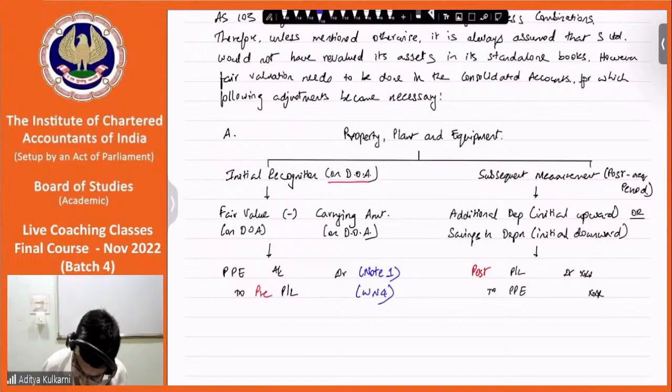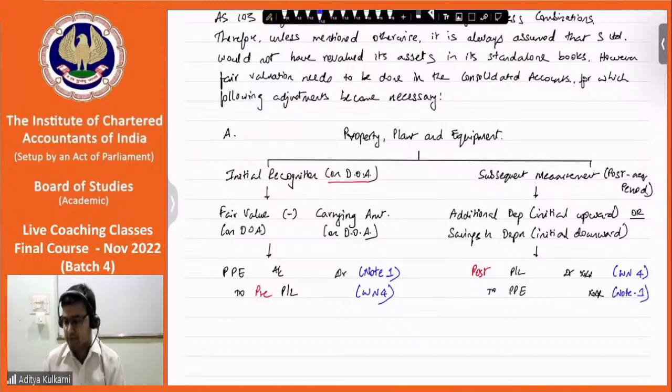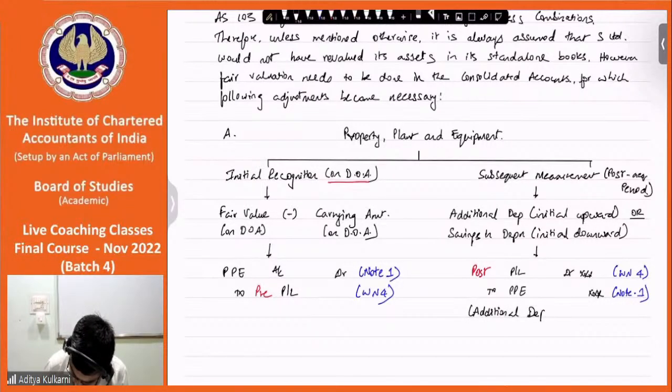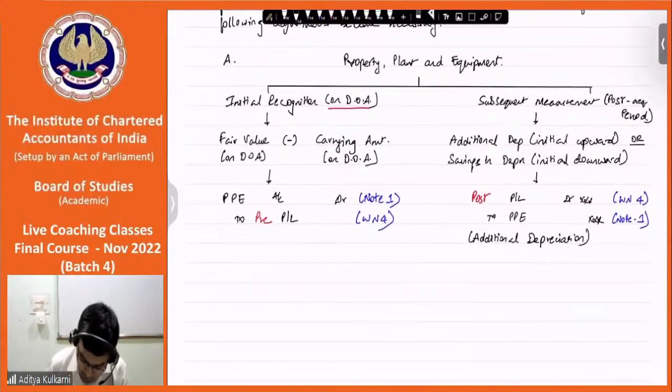So where would these items go in our standardized workings? Working note 4, and this is note number 1. So this is additional depreciation. Fair enough?